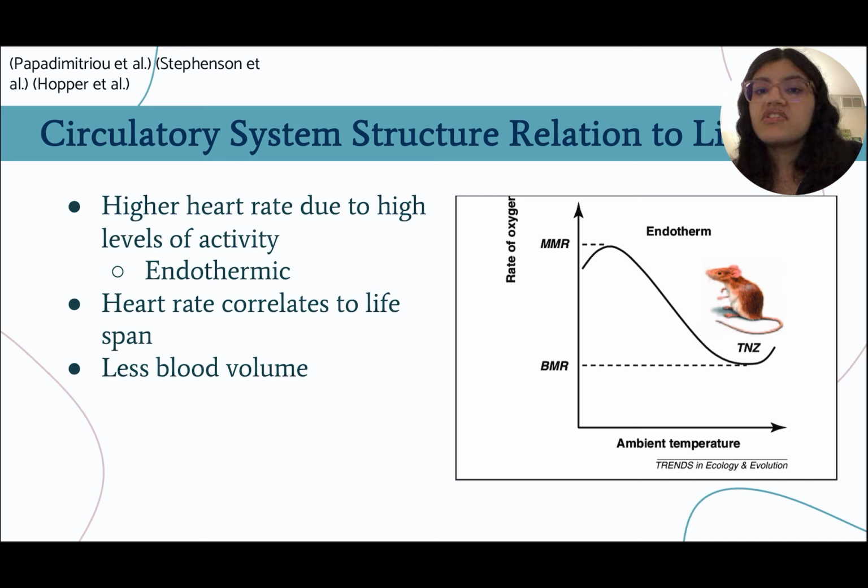And scientists also suggest that heart rate correlates to how long a rat lives. So scientists suggest that the lower the heart rate of a rat, the longer the lifespan, and vice versa. If they have a higher heart rate, they live shorter lifespans. And rats in general circulate less blood volume because they're smaller animals, so they don't have as extensive a need for oxygen as humans maybe, so they circulate less blood.